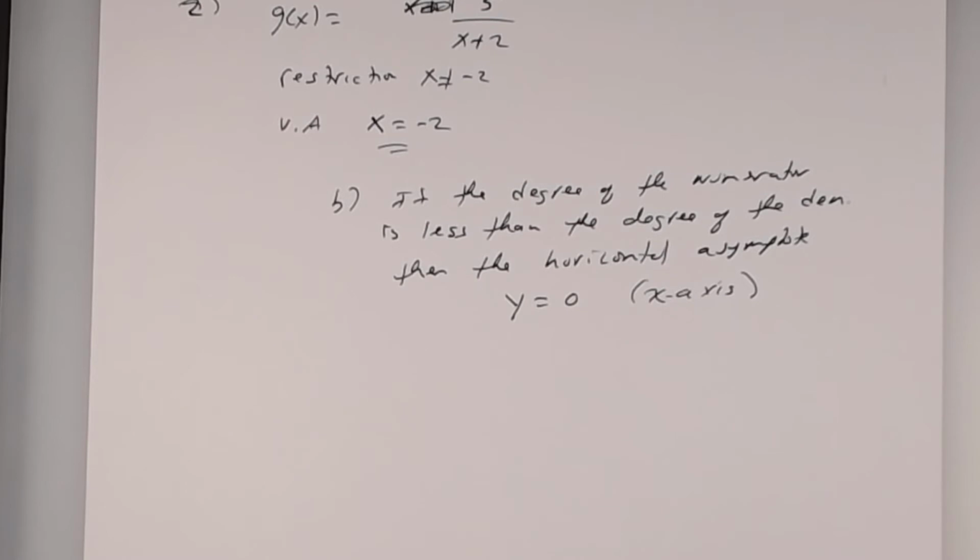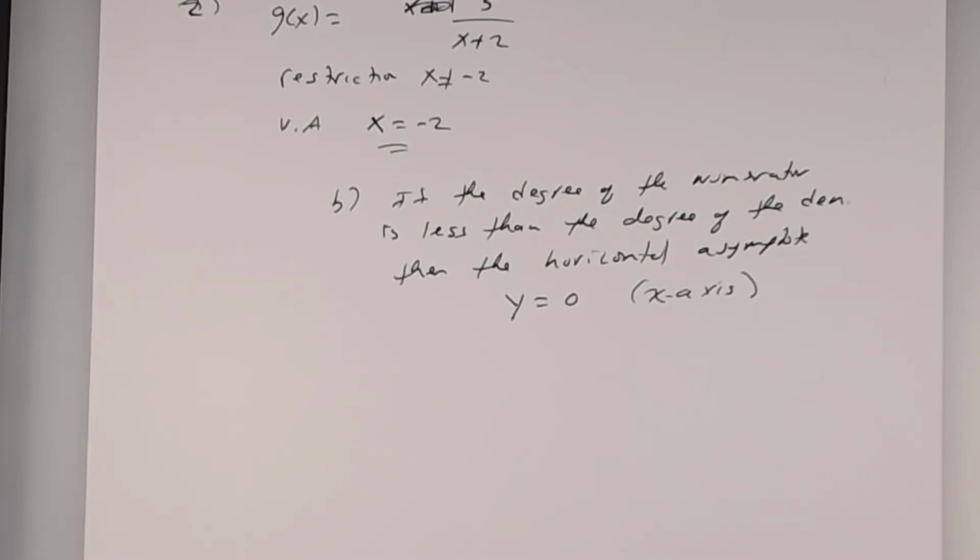Okay? So if the degrees are the same, you know what to do. You take the leading coefficients. If the degree of the numerator is less, then it's automatically y equals what? 0. All right. So in this course we're looking at the possibility where they're the same or the possibility where the degree of the numerator is less than. We're not going to look at a possibility where the degree of the numerator is bigger than. That's a different kind of asymptote.